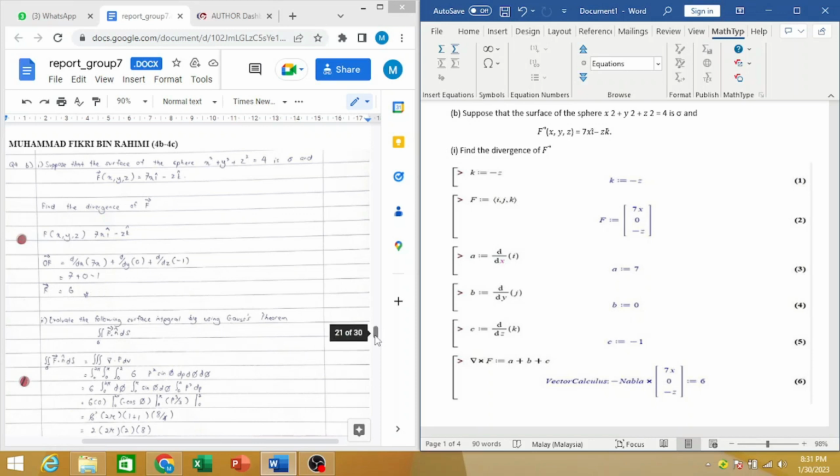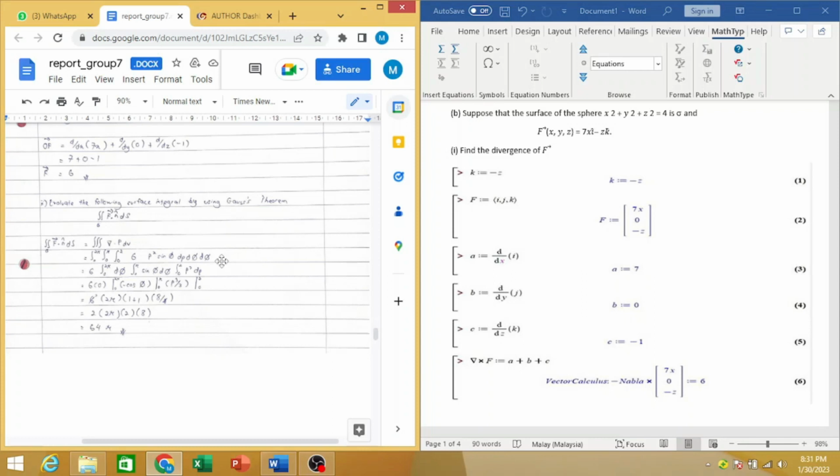Okay, then for the second part, evaluate the following surface integral by using Gauss theorem, with the given f and dS. This is the formula for the surface integral by using Gauss theorem, f dV, and then don't forget to put in the limits, which are the first integral 2 pi until 0, pi until 0 and 2 until 0, and solve the equation until we get the final answer, 64 pi.